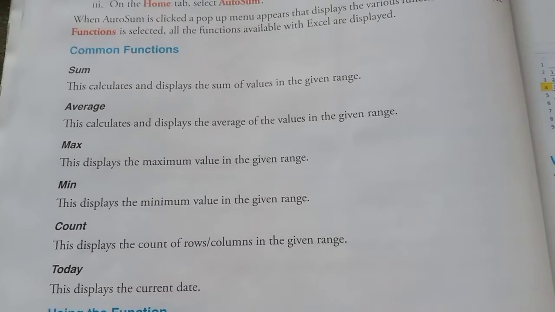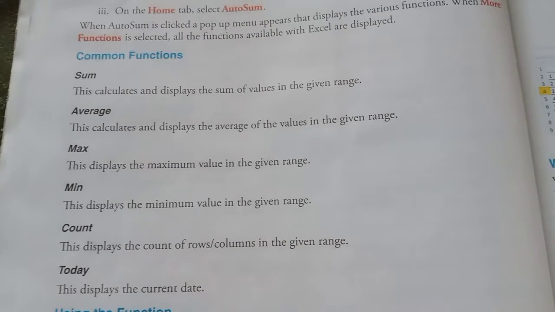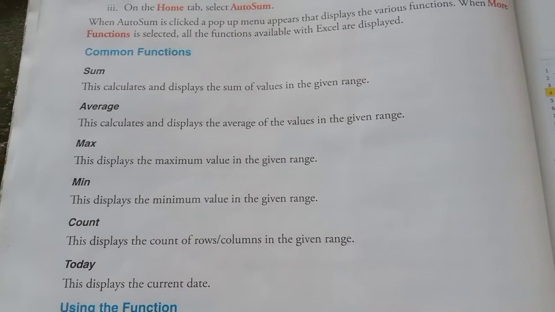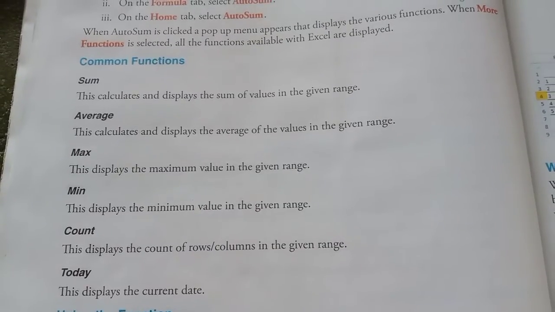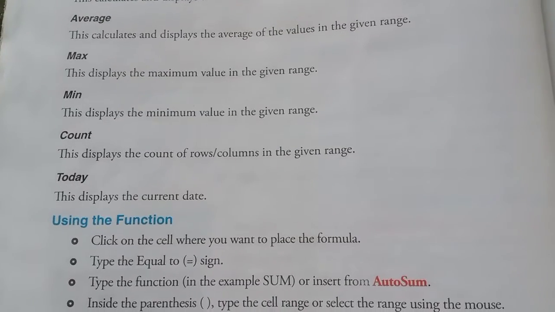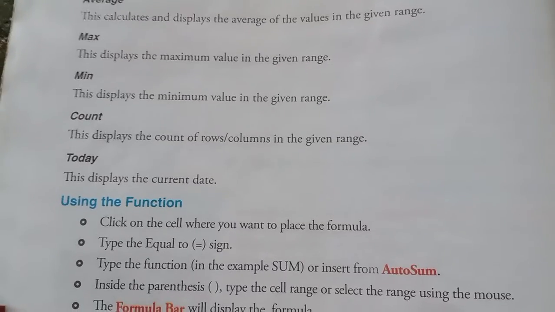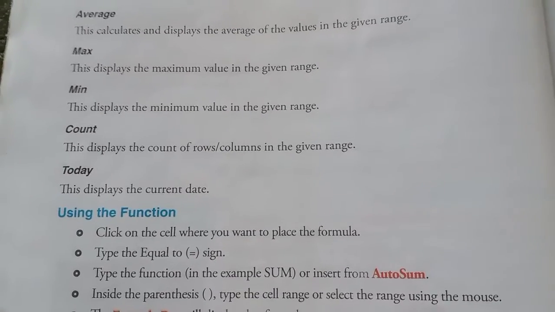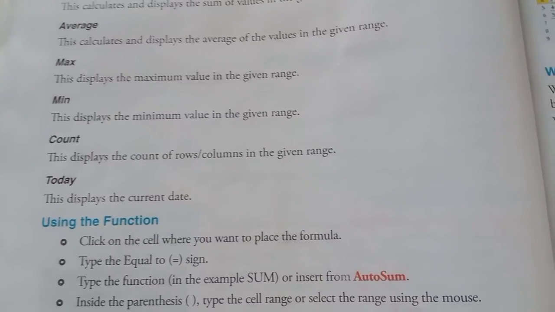Then the average. This calculates and displays the average of the values in the given range. Then max stands for maximum. This displays the maximum value in the given range. And min stands for minimum. This displays the minimum value in the given range.